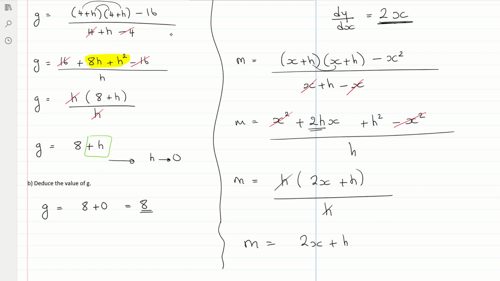As h gets smaller and smaller and smaller, the value of the gradient is going to be 2x, and 2x is the gradient function. So that's where I get my rule from. And if I do that with something like x cubed, I'll get 3x squared, and if I do that with something like 2x squared, I'm going to get 4x. So that's where I get the rule from. And that is the end of this video.